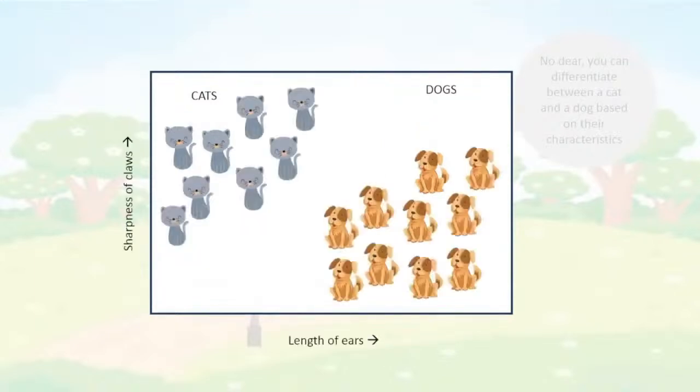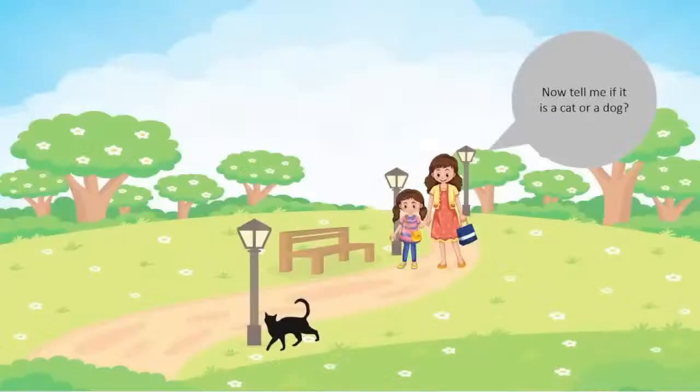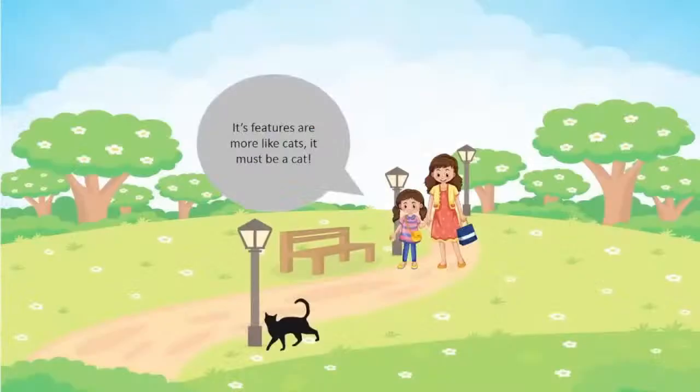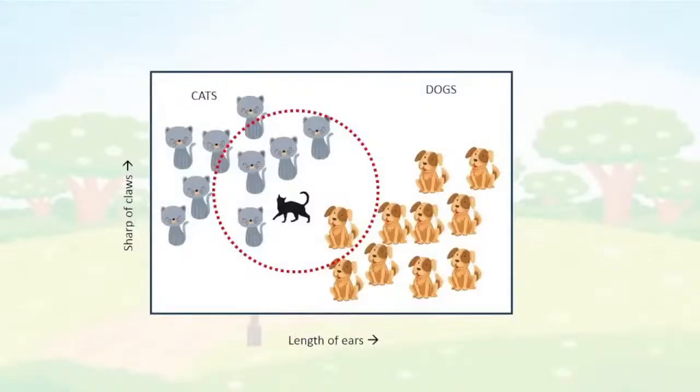We can evaluate the sharpness of the claws, how sharp are their claws, and we can evaluate the length of the ears, and we can usually sort out cats from dogs based on even those two characteristics. Now tell me if it is a cat or a dog. An odd question. Usually little kids know cats and dogs by now, unless they live in a place where there are not many cats or dogs. So if we look at the sharpness of the claws and the length of the ears, we can see that the cat has smaller ears and sharper claws than the other animals. Its features are more like cats. It must be a cat. Sharp claws, length of ears, and it goes in the cat group.